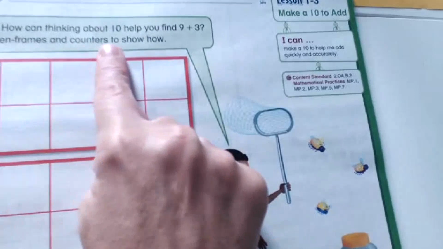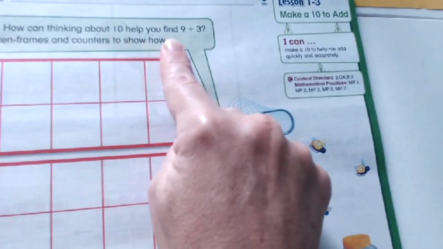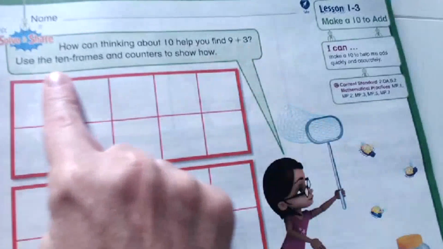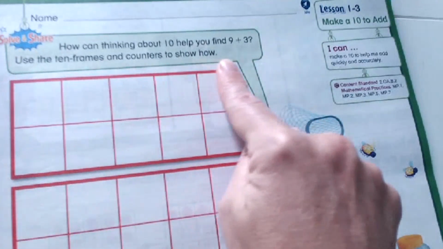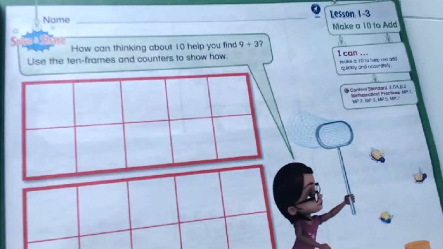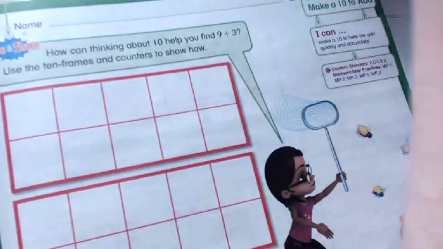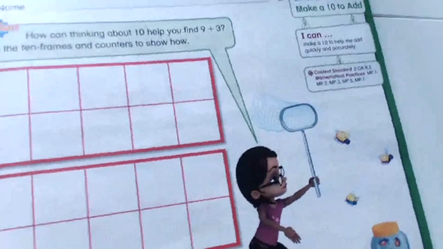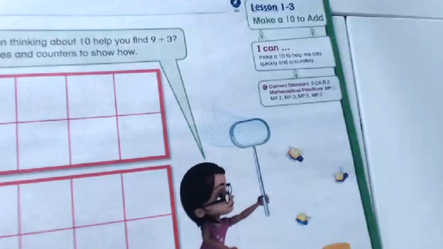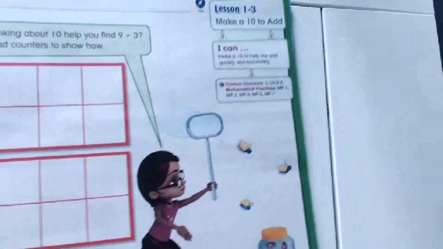How can thinking about a 10 help you find 9 plus 3? Use the tens frames and counters to show how. Now, if you do not want to use counters, you do not need to. You could draw your circles. That's totally fine. But I would like for you to do this problem and then go ahead and hit pause to go do the problem.